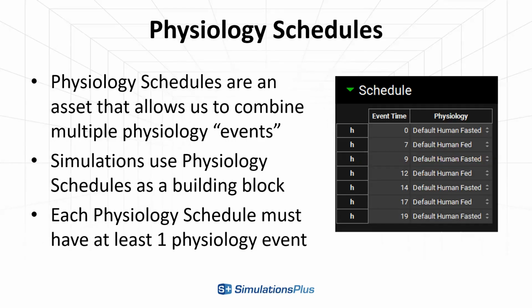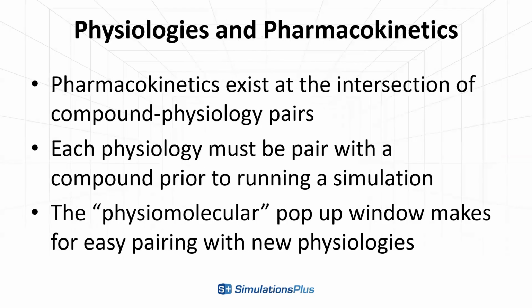So physiology schedules are used as the building block of the simulation, and then as the simulation runs, it uses the physiologies within that schedule at the appropriate time. And we can see an example schedule over on the right, where we have a fasted and fed switch with meal times, and that we see changes over time, and this is what would be used by the simulation. And each physiology schedule must have at least one physiology event at time 0 for it to function properly in the simulation.